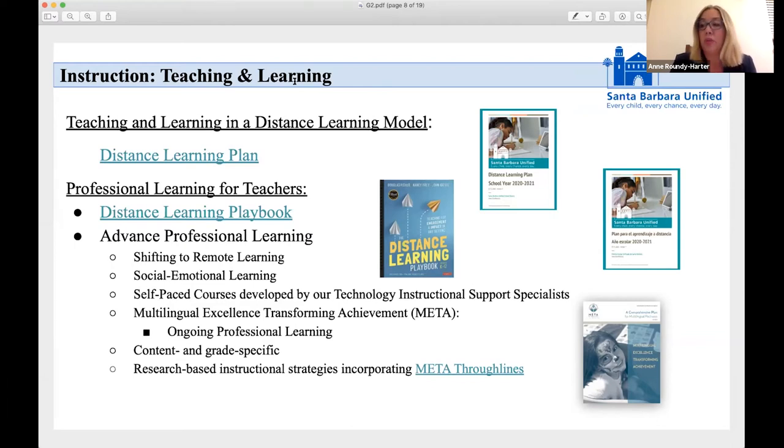There are multiple entry points. We wanted to make sure that learning was accessible and flexible as much as possible while having some common understandings. So things that are included in the playbook, for example, it talks about pedagogy. What works with students regardless of being online or not? And then what particular tips help us in an online learning environment?